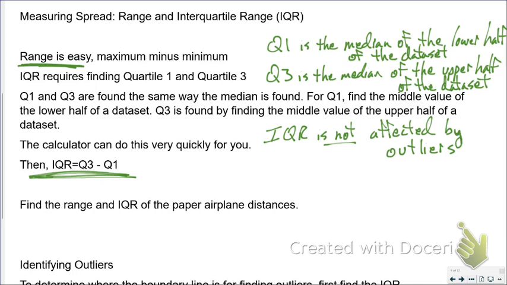So for those paper airplanes, the range was pretty simple. That was 574 minus 13. So that means the range is, let's see, 571, so 561 inches. But I typically just use the actual min and max. I usually say 13 to 574.